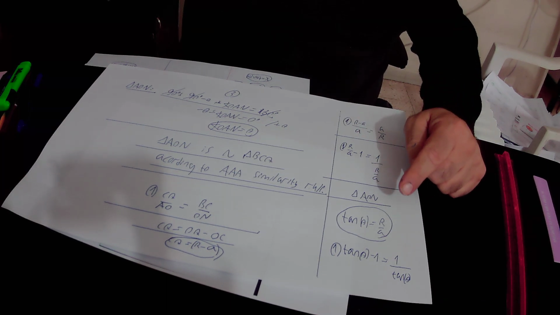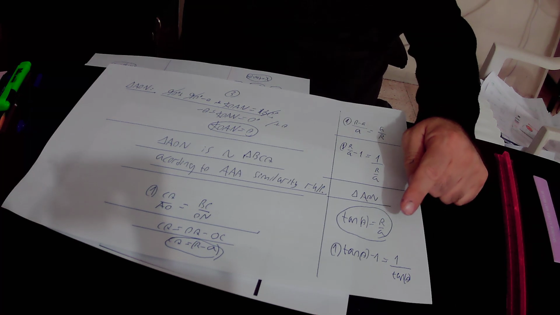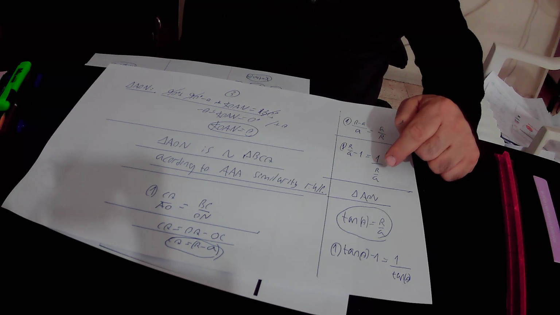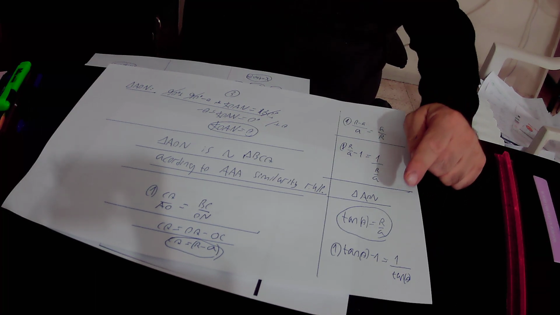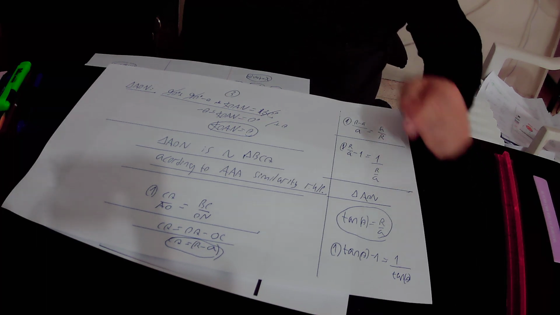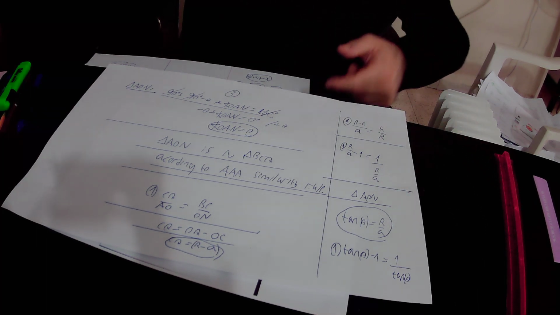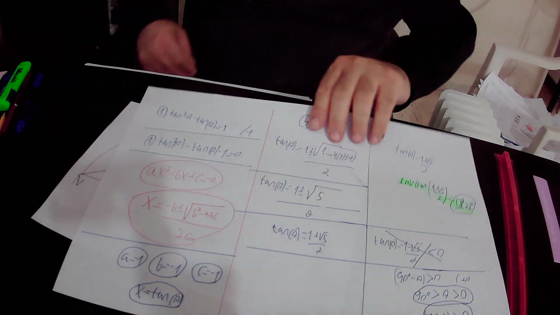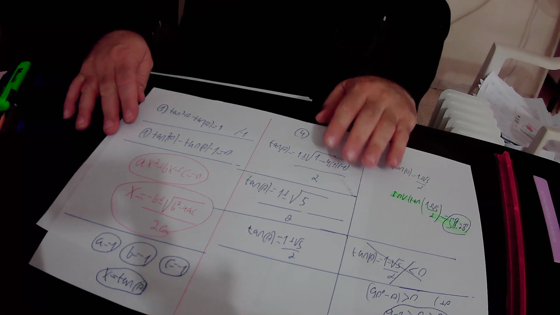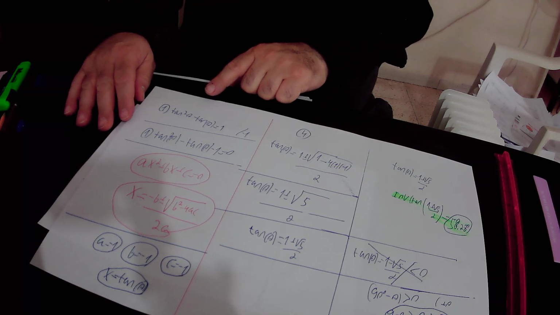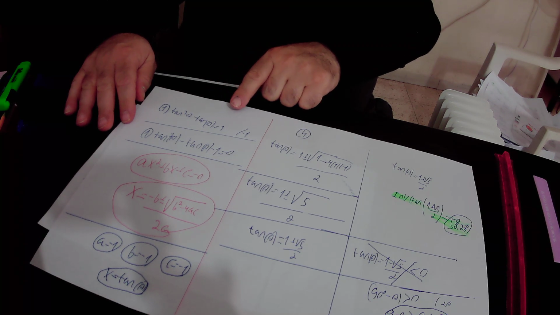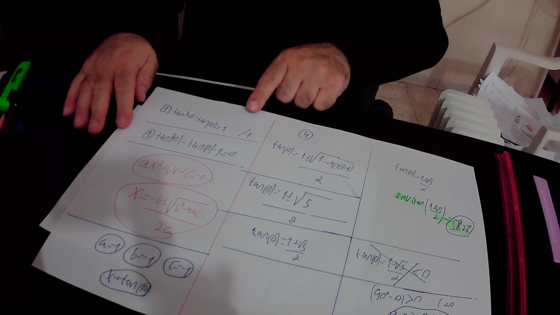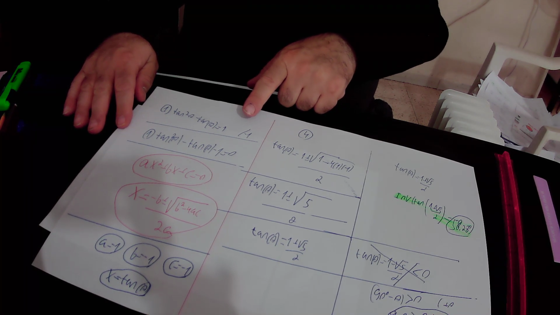We did it and we got that according to equation number 1, tangent theta minus 1 equals 1 over tangent theta. We substituted R over A by tangent theta. We multiplied equation number 1 by tangent theta, and we got tangent theta times tangent theta is tangent squared theta, tangent theta times minus 1 is minus tangent theta, and it is equal to 1. We subtracted 1 from both sides, and we got tangent squared theta minus tangent theta minus 1 equals 0.